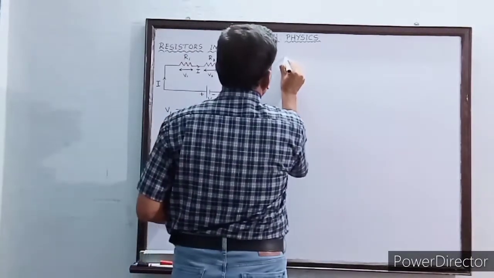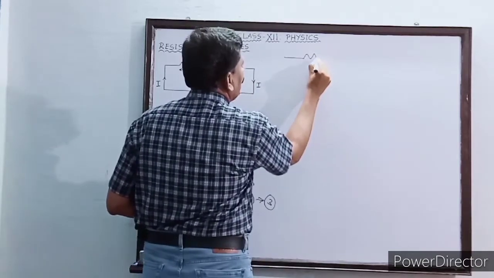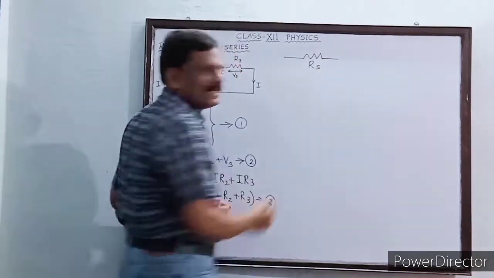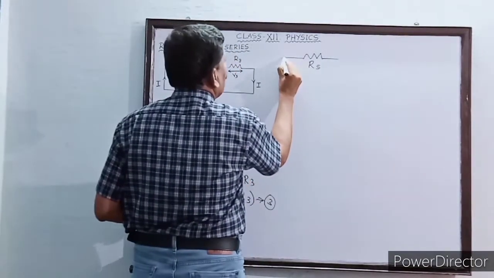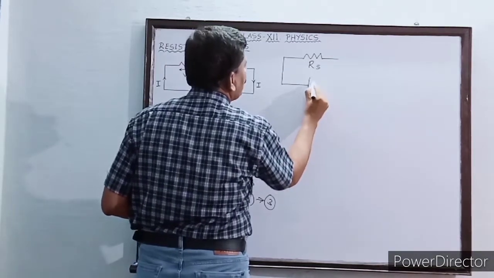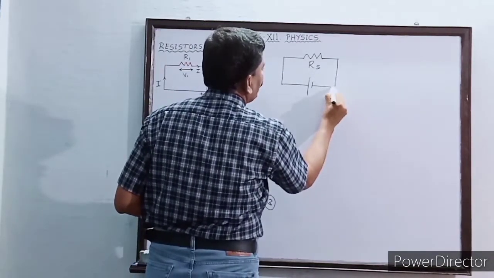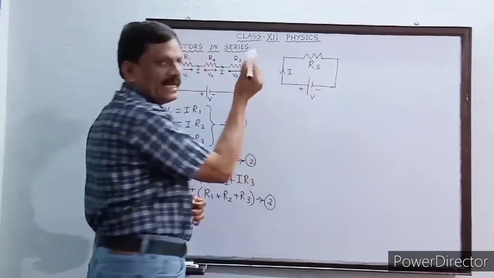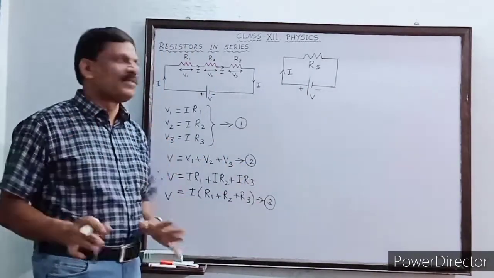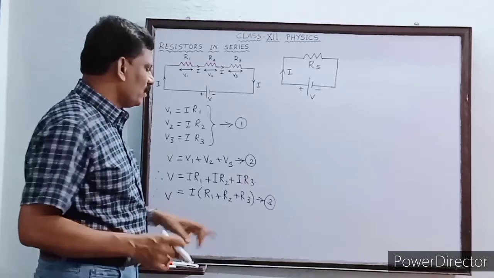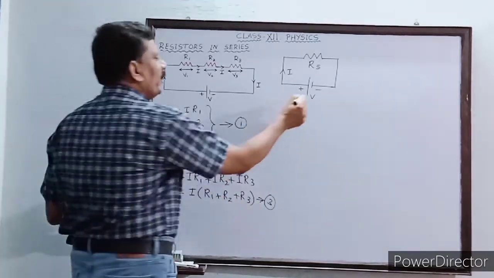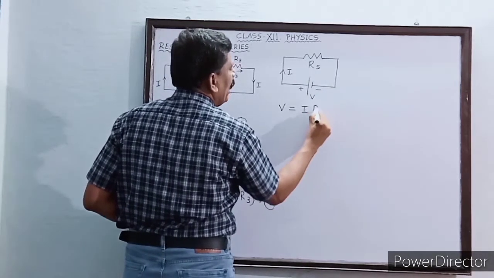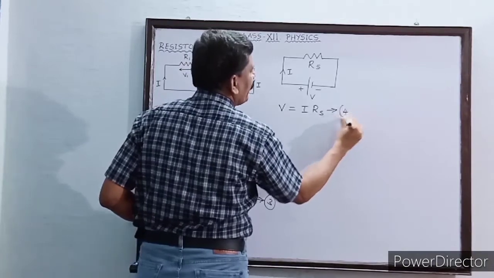You see here, all the three resistors are replaced by a single resistor. It is denoted by RS, for series, with the given potential difference V volt and the same current I flowing through the circuit. So, what is the expression for RS I want to find out? Looking back at equation 3, here I am going to relate by Ohm's law, V must be equal to I into RS. This is equation number 4.